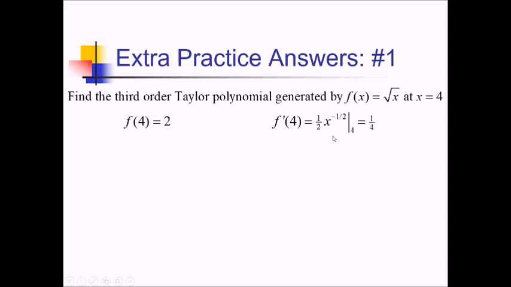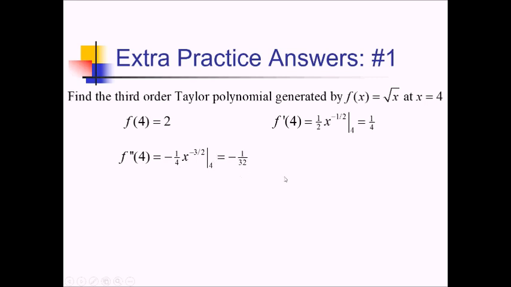Next, we're going to take the next derivative of this and apply 4. So this is going to be negative 1/4 x to the negative 3/2. Now if I plug 4 in here, we have the square root of 4, which is 2, and then we have to cube that, so that's 8, and that's all in the denominator. So we have a 1/8. Negative 1/4 times 1/8 is going to give us negative 1 over 32.